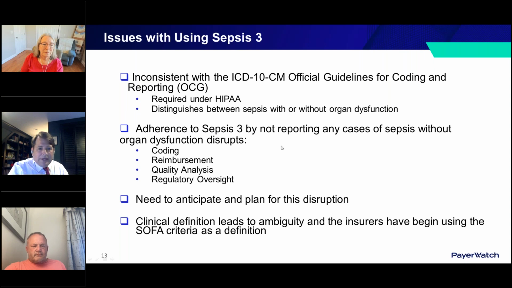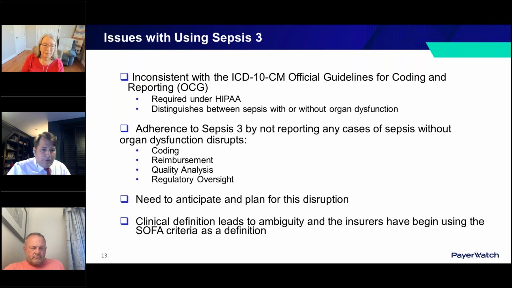We also have difficulties when we adhere to Sepsis 3. We lose some of these A41.9 non-severe sepsis codes. That's going to affect our reimbursement. That's going to affect our quality analysis. It's also going to basically change the way that we're seen by regulatory agencies. I think that when we moved to following our clinicians' use of Sepsis 3, we certainly planned for this disruption. We knew going into it that we were going to leave some reimbursement on the table, and that to a certain degree, some of our quality analysis metrics would be affected.